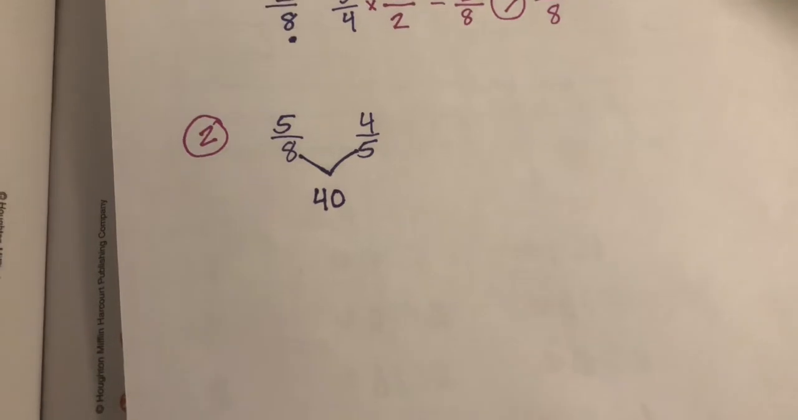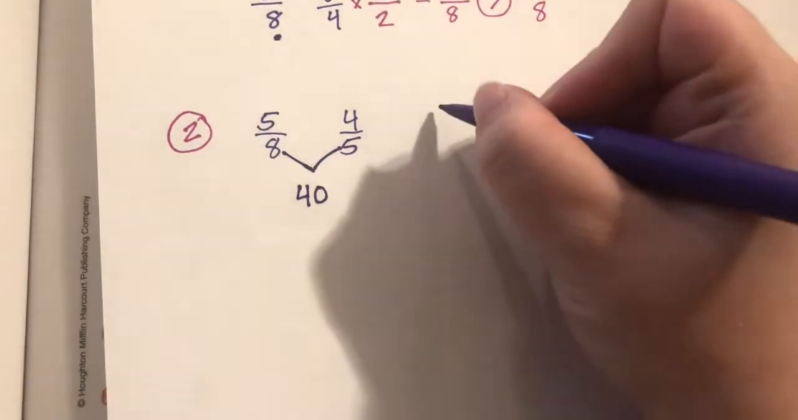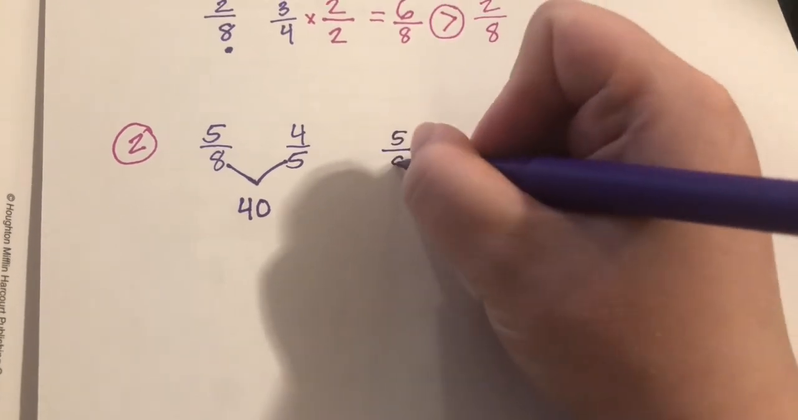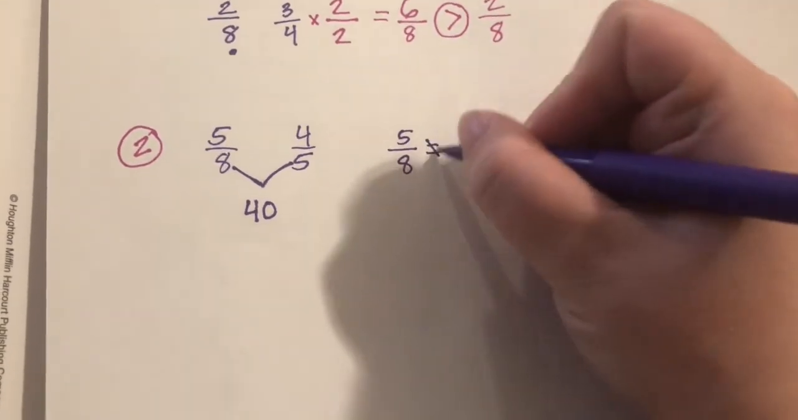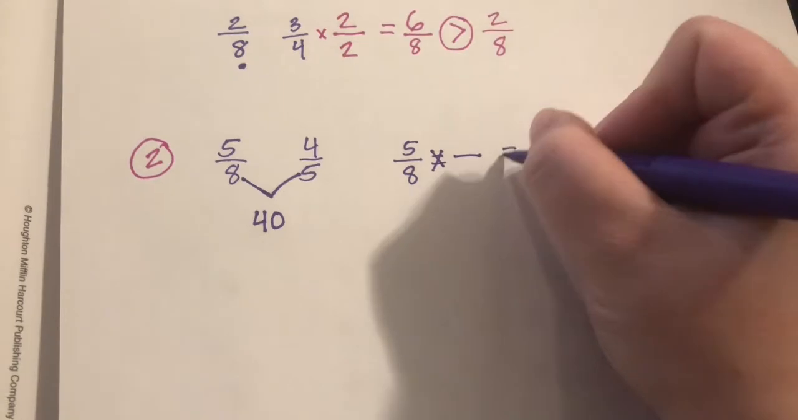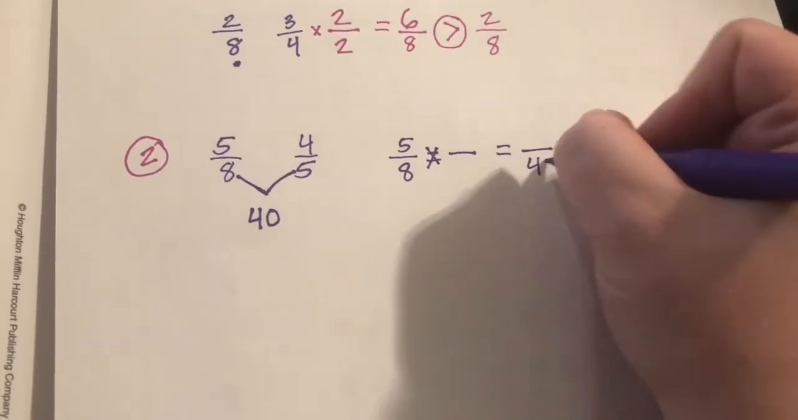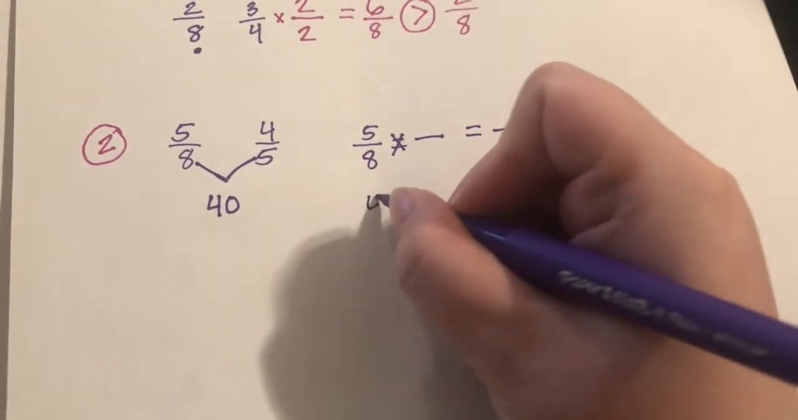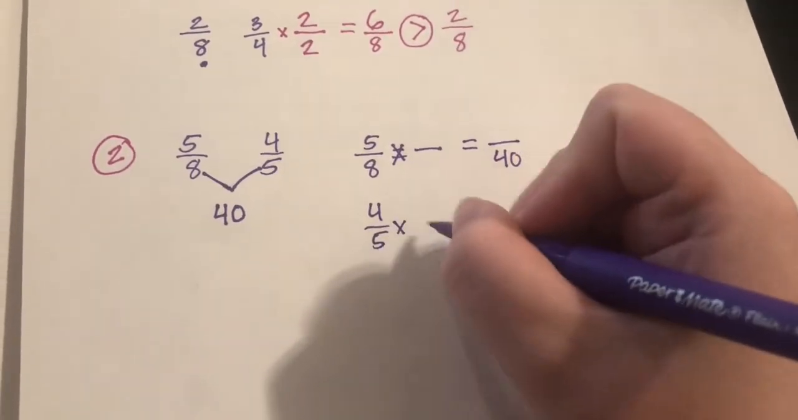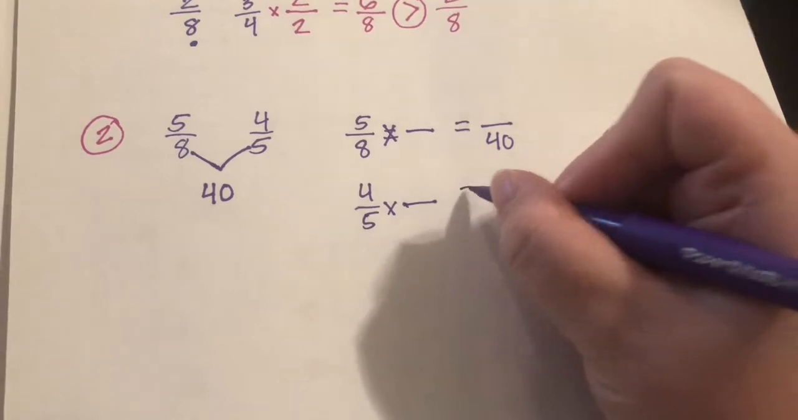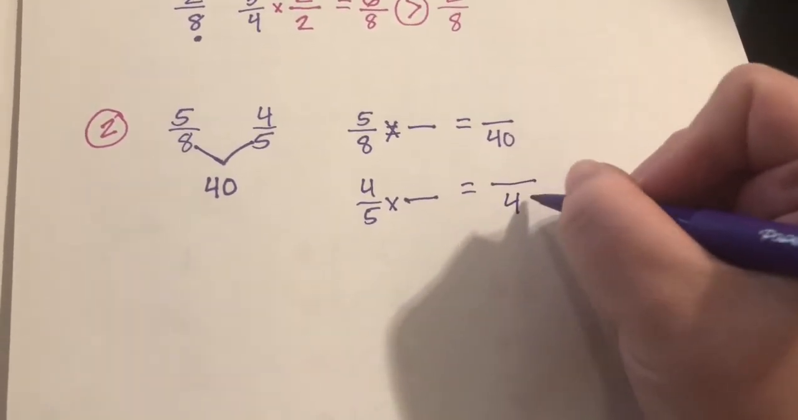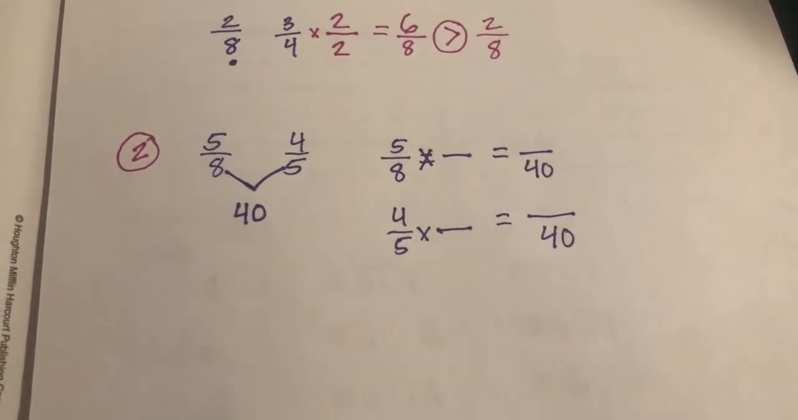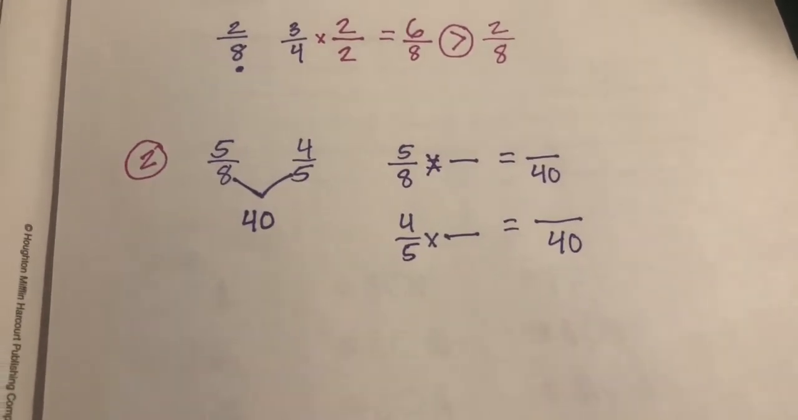So what you're going to do is you're going to change 5/8 over here, times something, to equal something with a 40 in the denominator. You're going to do the same thing for 4/5. 4/5 times a fraction of 1 is going to give me something over 40. Okay, I know this gets really tricky, and you're welcome to watch this multiple times.